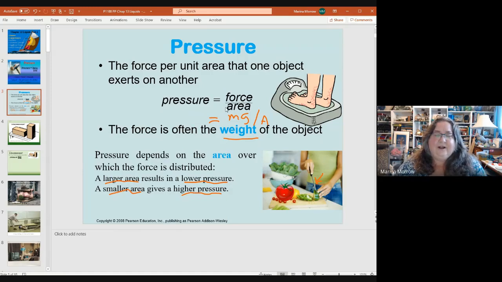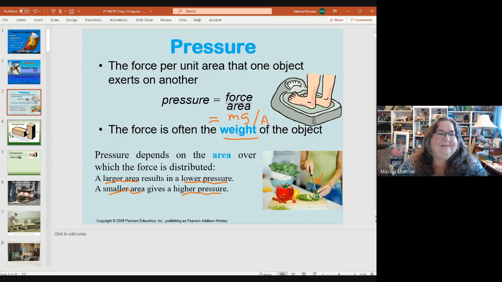So when you have a smaller area, if the area was half as much, you could have twice as much pressure for the same force. And so a sharp knife will cut vegetables more easily. And also when you get a shot, they can use a big needle, which has a large point, or a small needle. The butterfly needles are the really tiny ones. And most people prefer those because the nurse doesn't have to use a lot of force as she pushes it in, because the area is so small, right? You don't want your nurse doing that.